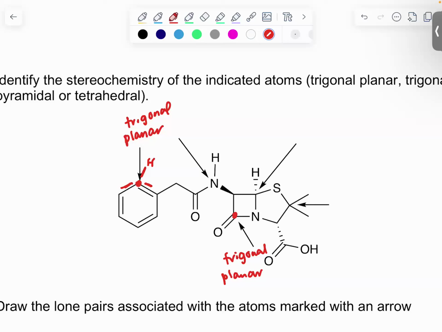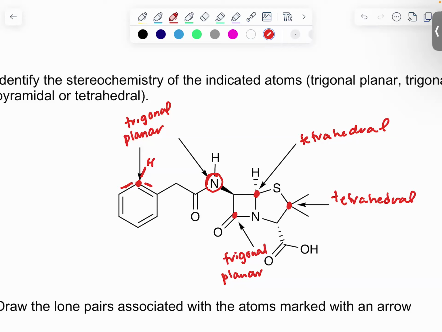Read the questions fully. So, what about this one? Tetrahedral. I'm saving the hardest one for last. What's this one? Also tetrahedral. Now, this dear sweet nitrogen. How many people think pyramidal? How many people think planar?